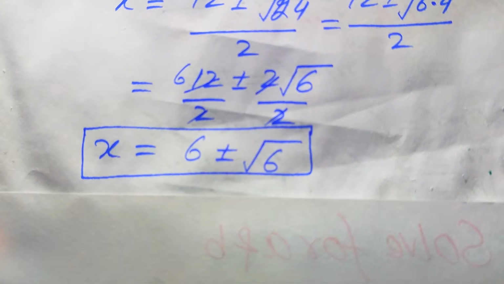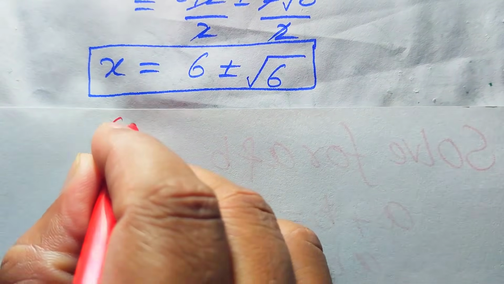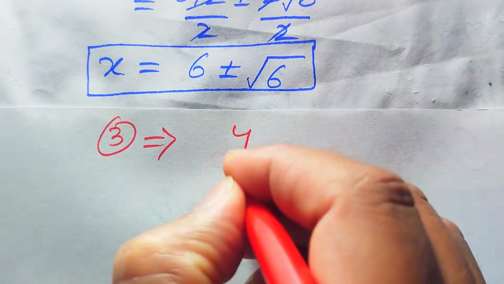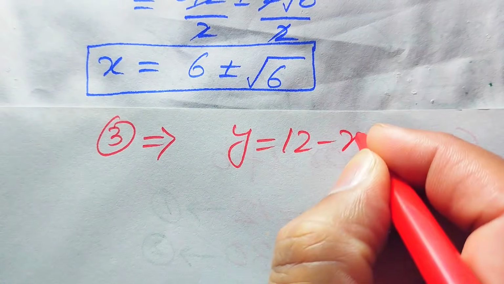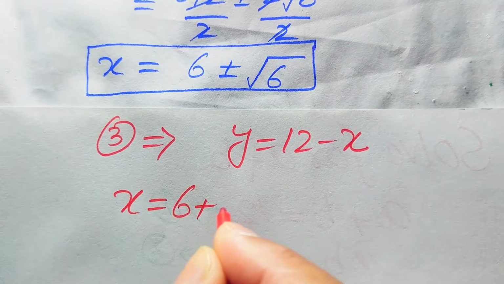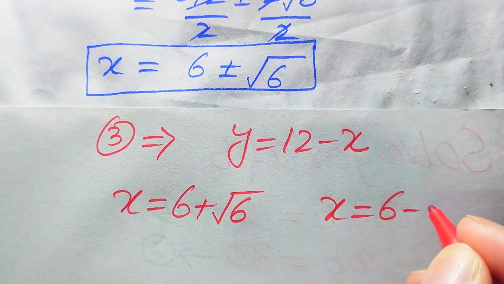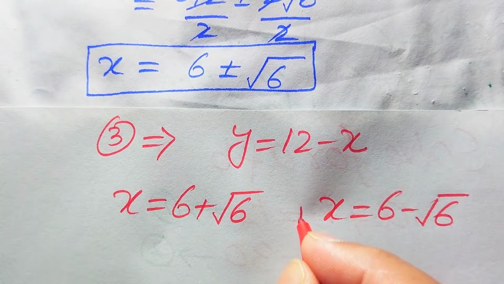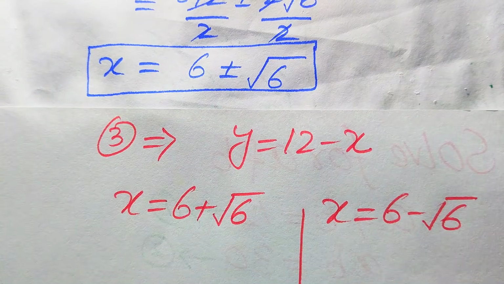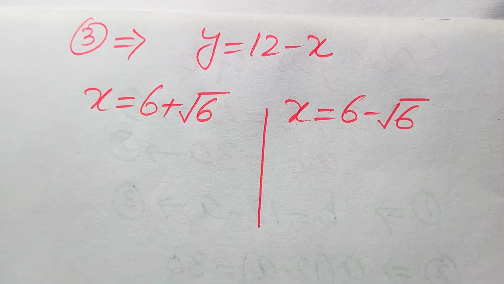So for the values of y we just need to copy down equation number 3 here, so that equation number 3 implies that y is equal to 12 minus x. On this side we will substitute x equals 6 plus square root of 6, and on this side we will substitute x equals 6 minus square root of 6. We substitute both of these values of x, and we get the corresponding values of y.